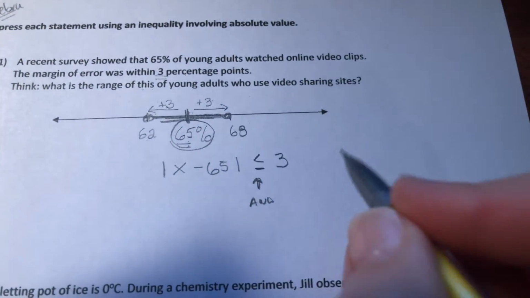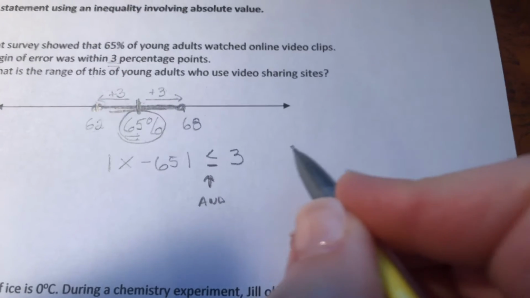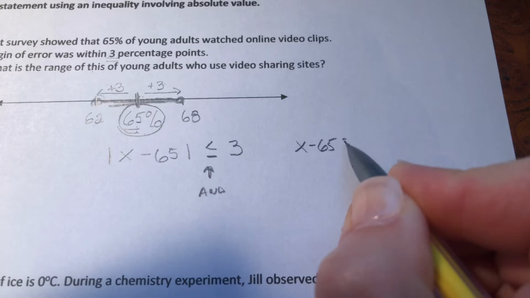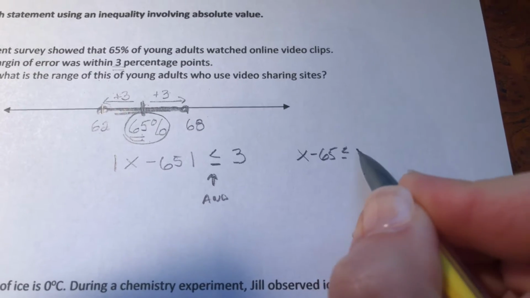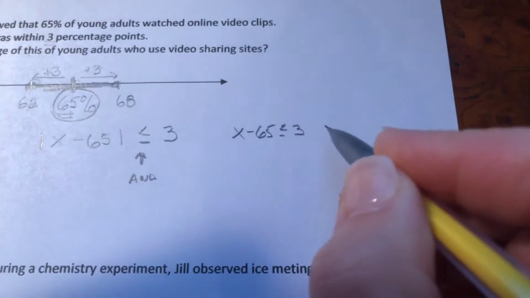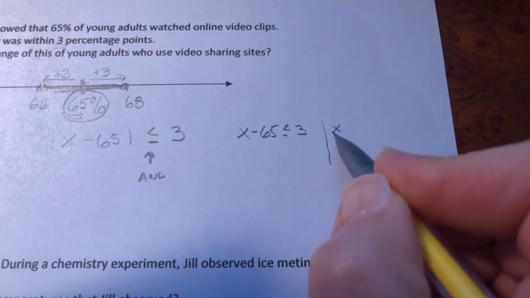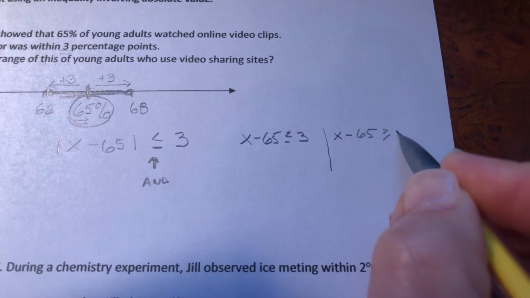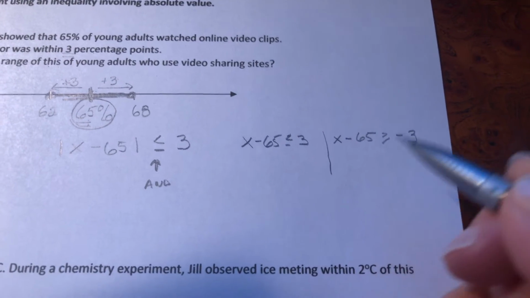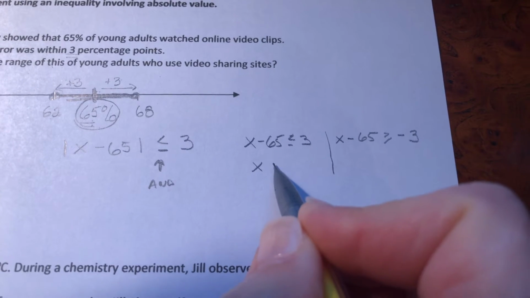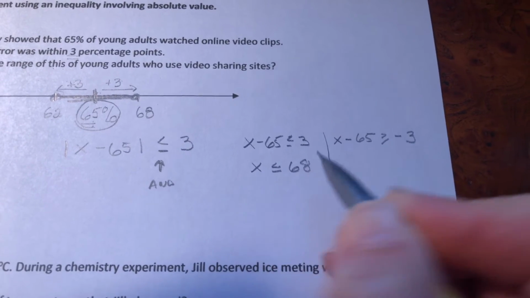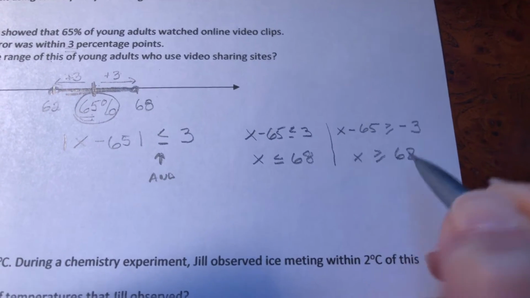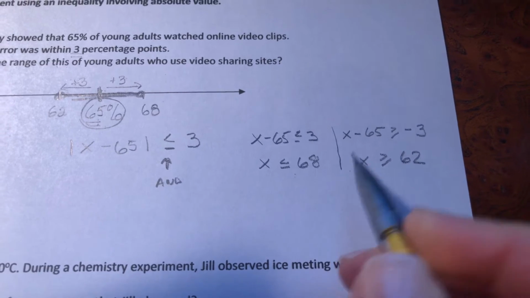And if you were to solve this problem, which you did yesterday, you would set it up two ways. X minus 65 is less than or equal to 3. Well, actually, we learned this today. And then x minus 65 is greater than or equal to negative 3. So when you solve it, you get x is less than or equal to 68, and x is greater than or equal to 62.